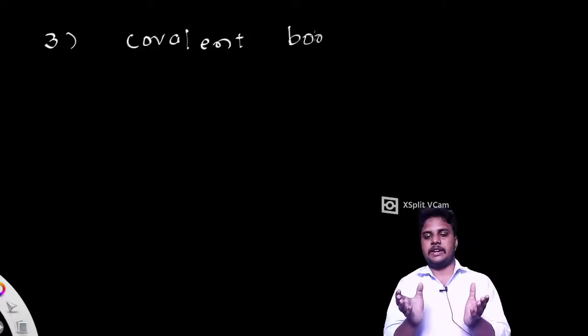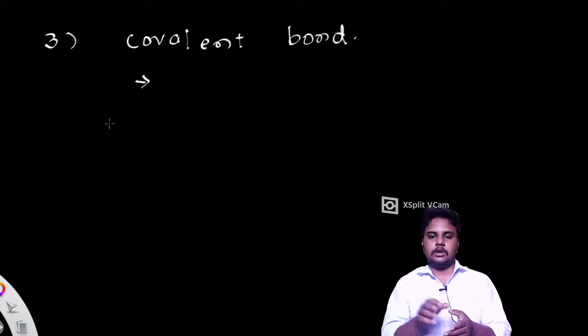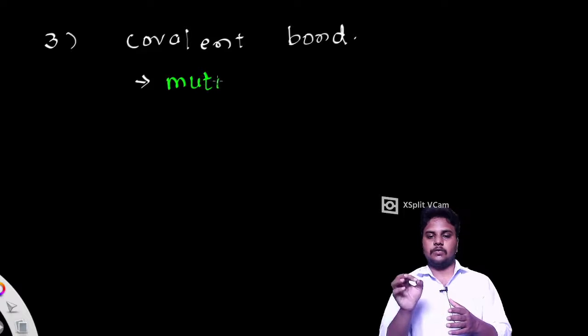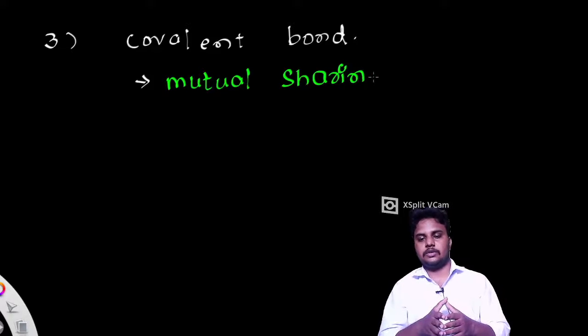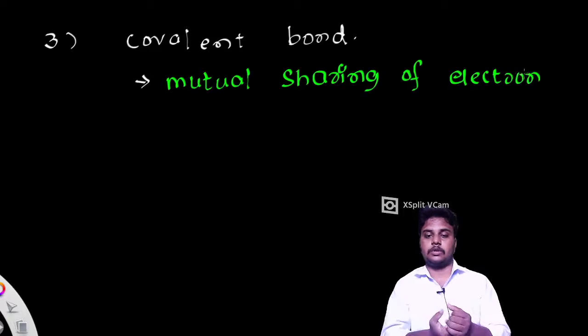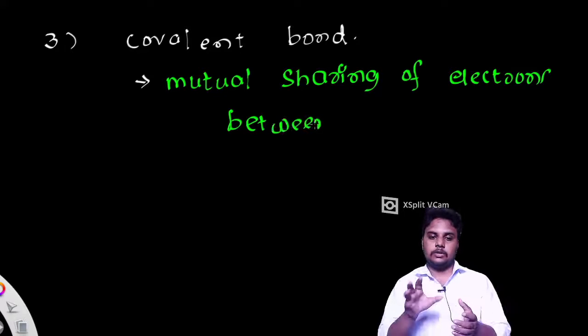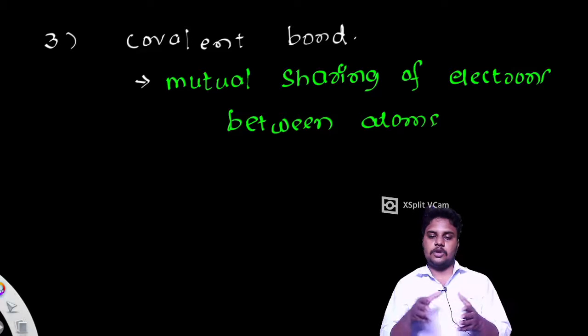While explaining tetravalency, I told you that carbon will share 4 electrons. A covalent bond means mutual sharing has to take place, mutual sharing of electrons. Mutual means both atoms will share the electrons, not that only one atom will give the electron completely. Therefore it is called mutual sharing of electrons. Due to the mutual sharing of electrons, if a bond is formed, that bond is called a covalent bond.